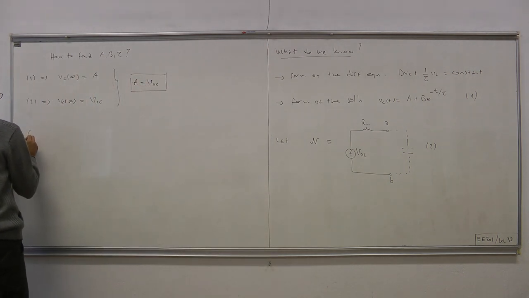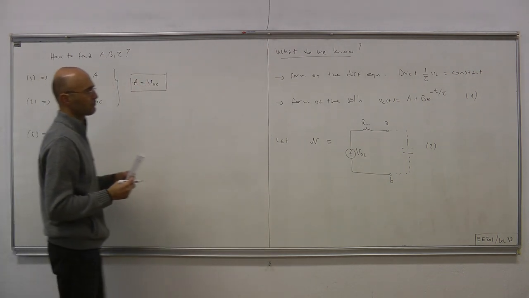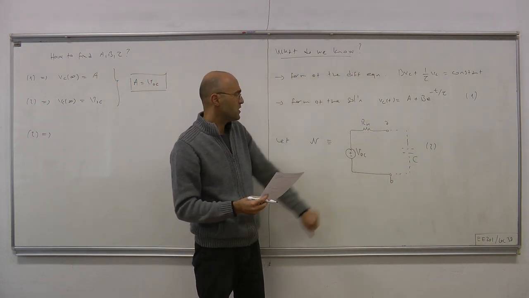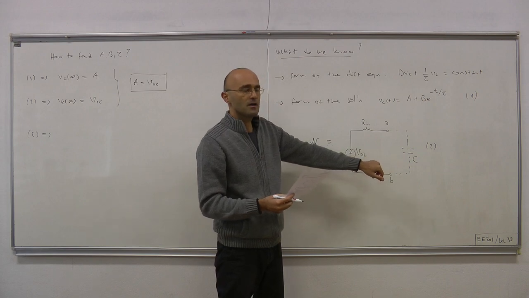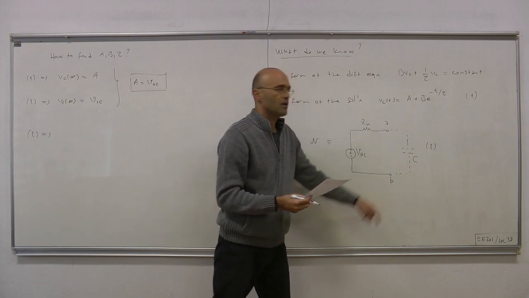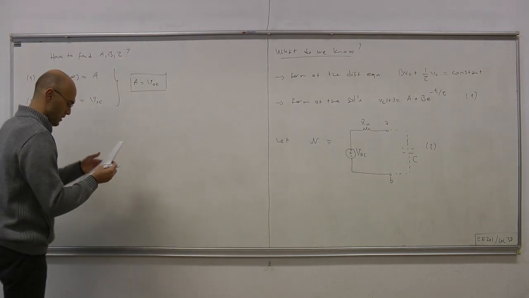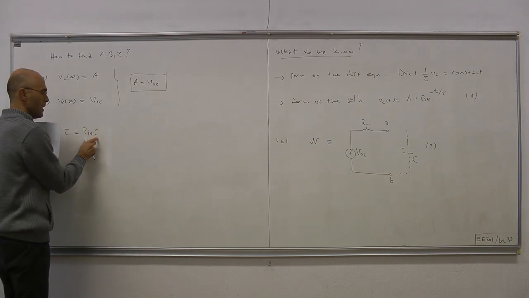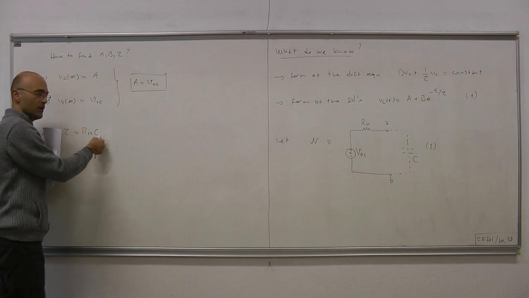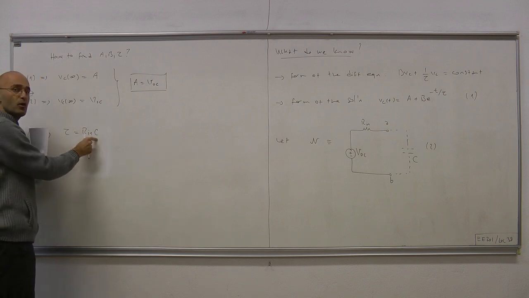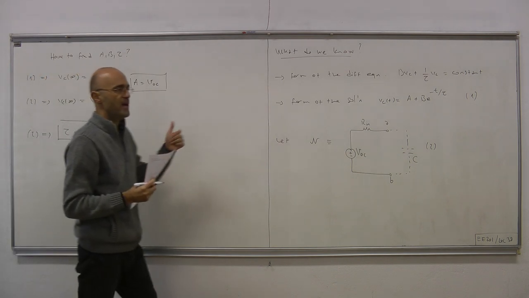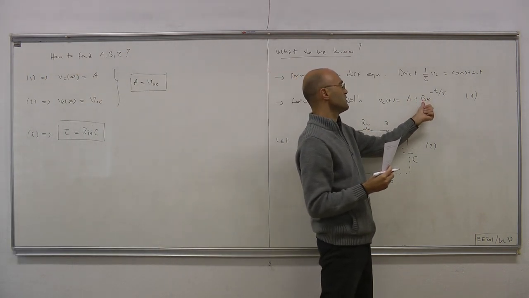So A is known. How about B and tau? Tau is easy. For this case, we know that the time constant is simply this resistance times the capacitance. Therefore, tau equals Rn times C. Both Rn and C are known, and through this product we figure out what tau is. A and tau figured out, what remains is B.